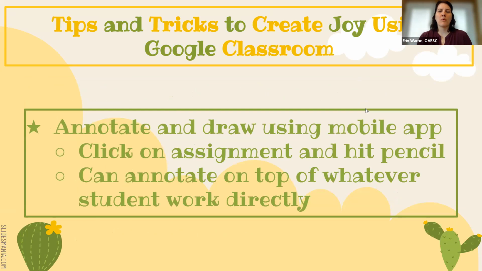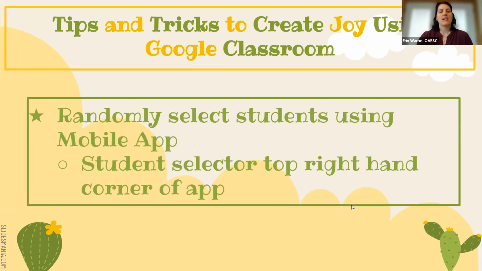If you're using the mobile app, you can actually annotate and draw. So when you click on the assignment, there's a little pencil that you can click on, and you can write right on top of the student work directly. Speaking of the mobile app, it also has a randomized selector. That's on the top right-hand corner as well. So you can call on students or you can group students. So that could be a bonus of using your mobile app.